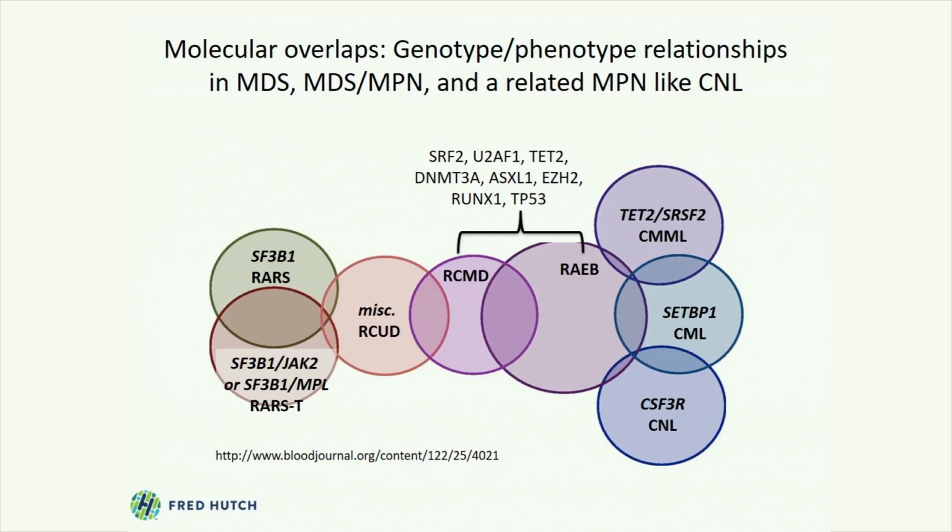There are molecular overlaps as you make your diagnosis of MDS as well. There's overlap between your MDS propers, your MDS/MPN overlap, and your MPN diseases over here. And as you can see, none of these rings are separate. They all overlap with each other because the mutations in the genes are not specific.